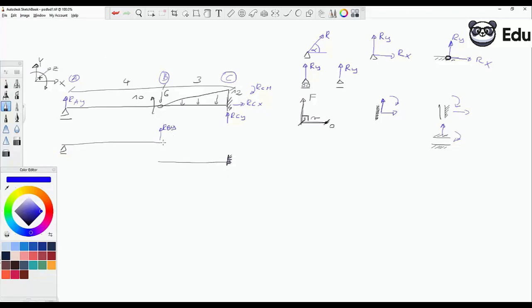Of course, we remember from physics that when we have such a situation, meaning interaction between two bodies, then to the second body we must attach opposing forces, the same in value but opposite in direction. Everything else remains unchanged. RAy, RCy, RCx, RCm.